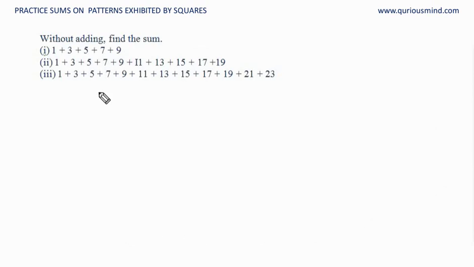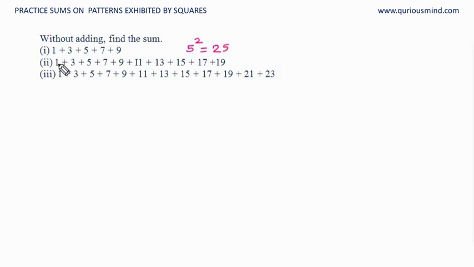Let's solve the first one. Without adding, find the sum of the following. We know that the sum of consecutive odd numbers gives us a square number. And how do you know which square? We have to count the number of odd numbers. So here: 1, 2, 3, 4, 5. And hence this sum would be the square of 5, 5 square, which is equal to 25.